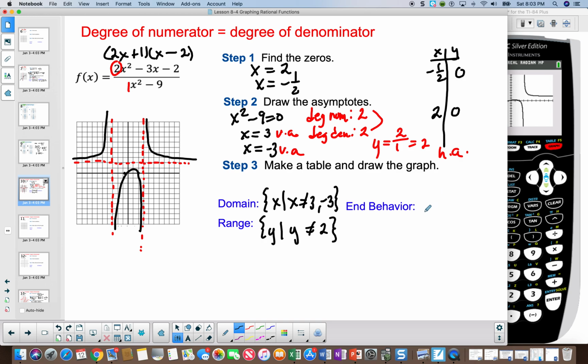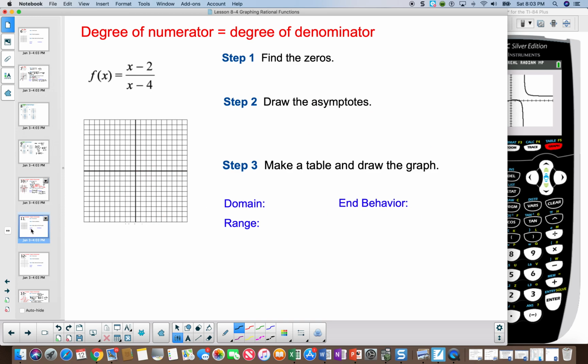All right, and in behavior, as x goes to negative infinity, f of x wants to follow the horizontal asymptote, which is 2. As x goes to positive infinity, f of x wants to follow 2. It wants to follow the horizontal asymptote. Okay, let's go ahead and do it again.